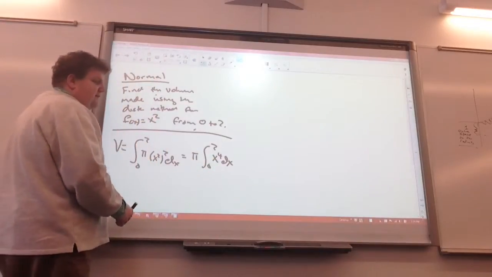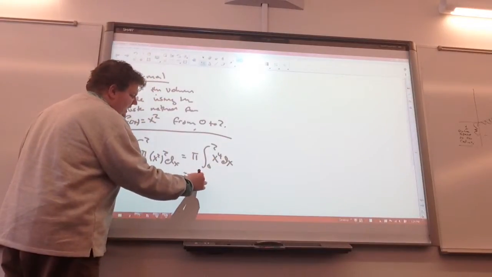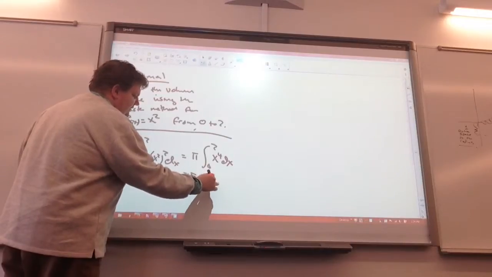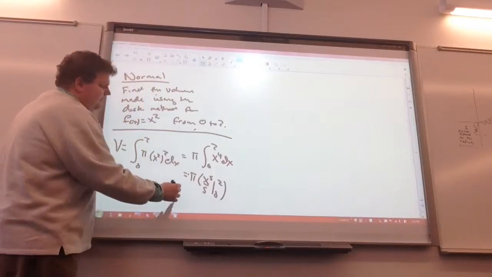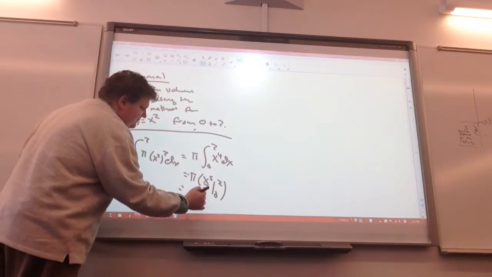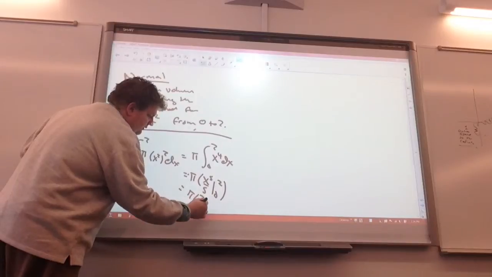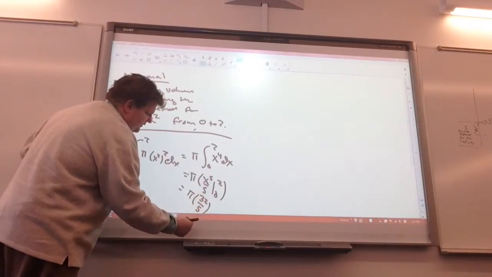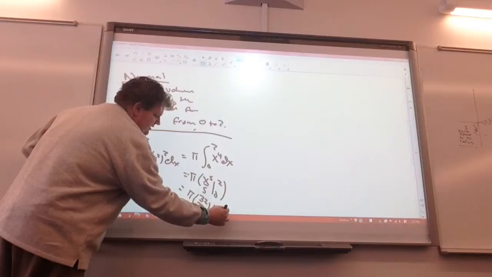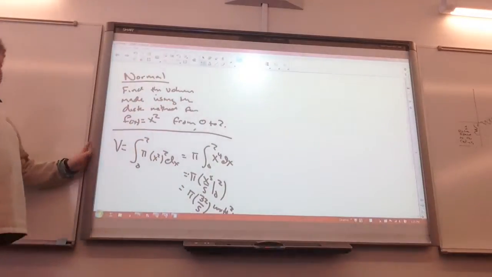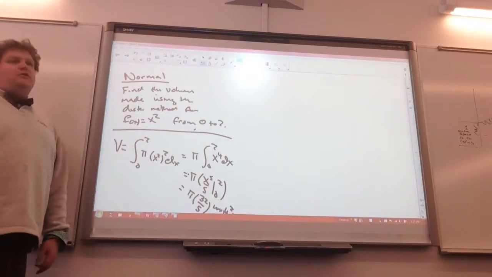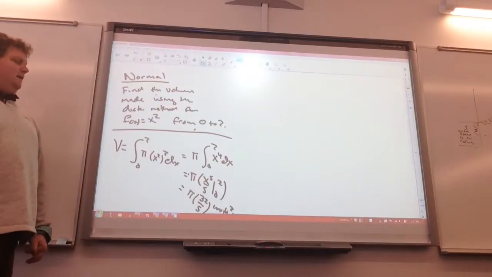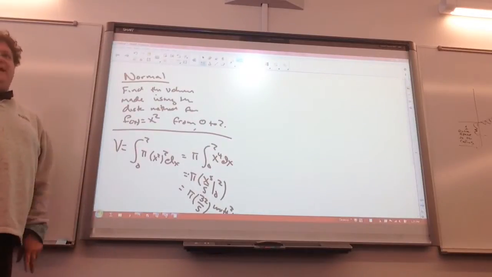That's a really easy antiderivative, right? So it's going to be pi times x to the fifth over 5 from 0 to 2, which is equal to pi times 2 to the fifth, which is 32, over 5, minus 0 to the fifth. So it's just 32 over 5 pi units cubed. That's my volume, using the normal way, which is just spinning about the x-axis.